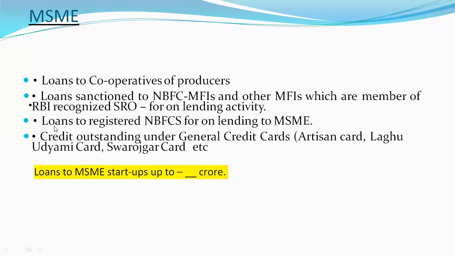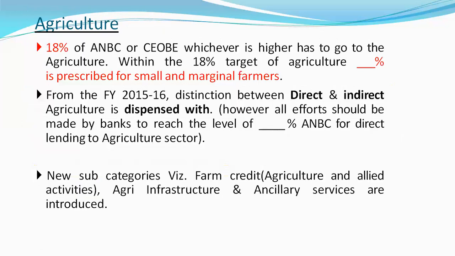Okay, so here you have to tell loans to MSME startups. So friends, for MSME startups, up to what amount loan can be given which will come in priority sector lending. Let's see what is the right answer. Correct answer is 50 crore rupees. So up to 50 crore rupees amount that the bank will give for startups will come in priority sector lending. Let's see next question.